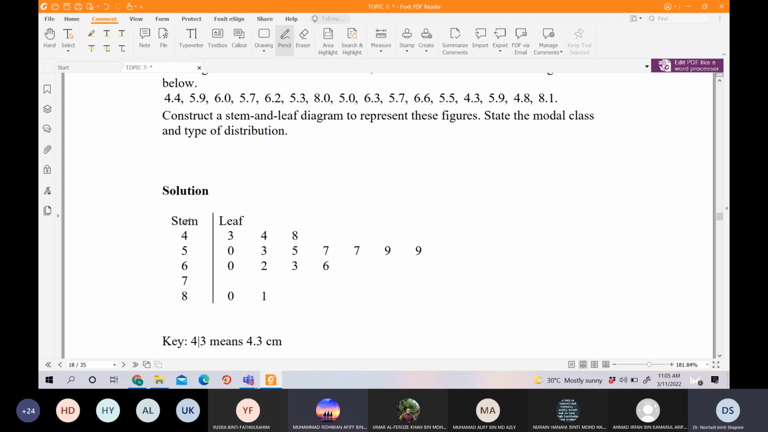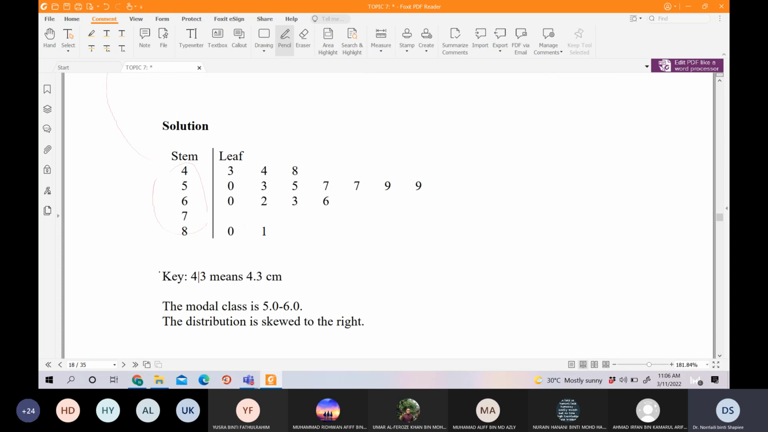From here, we got this. The left side: 4, 5, 6, 5, 8 and so on. So you write it like this for the stem. And the leaf is the right side here. So 4.3, where is the 4.3 here? 3 here. Start from here. 3, 4, 8 and so on.